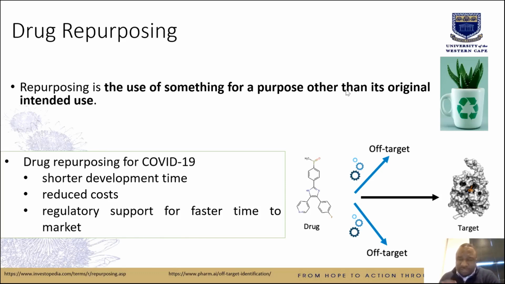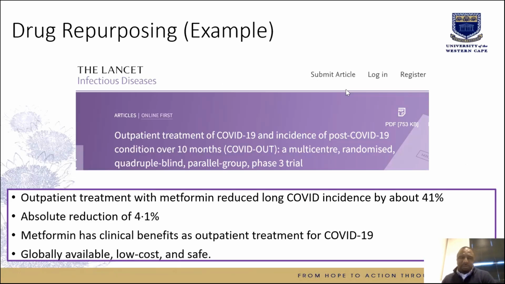So it gives us a shorter time to development because these drugs have already gone through the development pipeline, the clinical development phase, and even the approval phase. So they satisfy the regulatory requirements, as it were. The cost of repurposing is a lot cheaper than ab initio design of a drug for a particular disease. A very good example, especially related to my discourse today, is metformin.